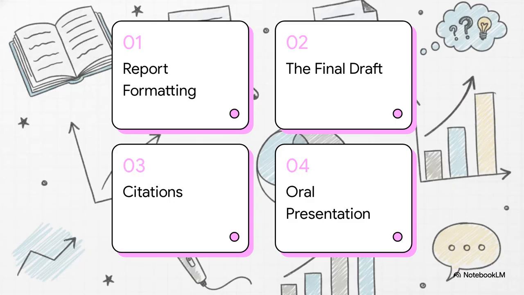So here is our roadmap for today's explainer. We're going to cover four main things: the fundamentals of report formatting, perfecting the final draft, navigating citations and references, and finally, delivering an engaging oral presentation.